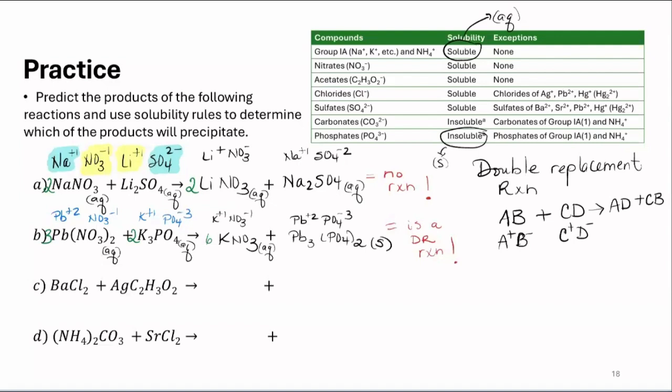To balance letter B, I need a 3 before lead 2 nitrate, a 2 before potassium phosphate, a 6 before potassium nitrate, and then no coefficient in front of lead 2 phosphate. And now on both sides, I will have 3 leads, 6 nitrates, 6 potassiums, and 2 phosphates in order to balance my equation.